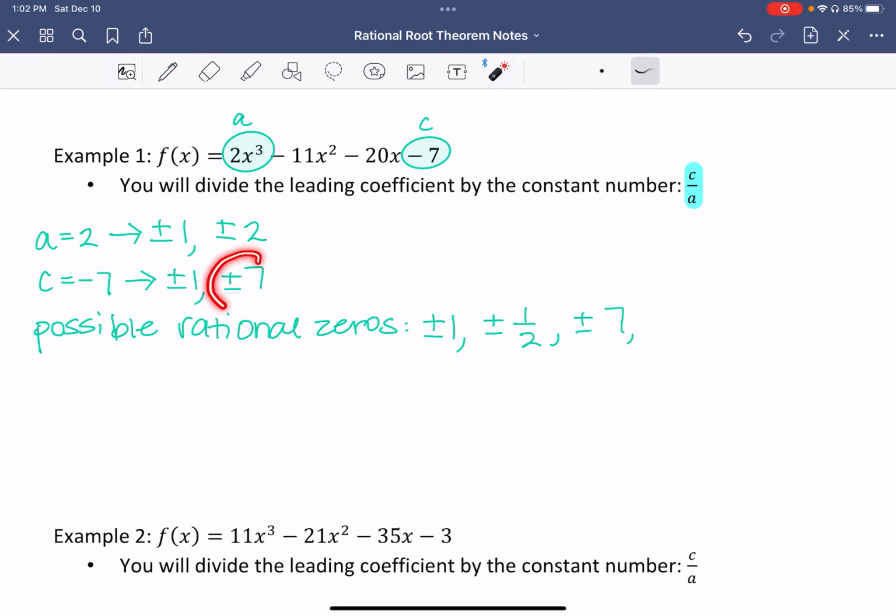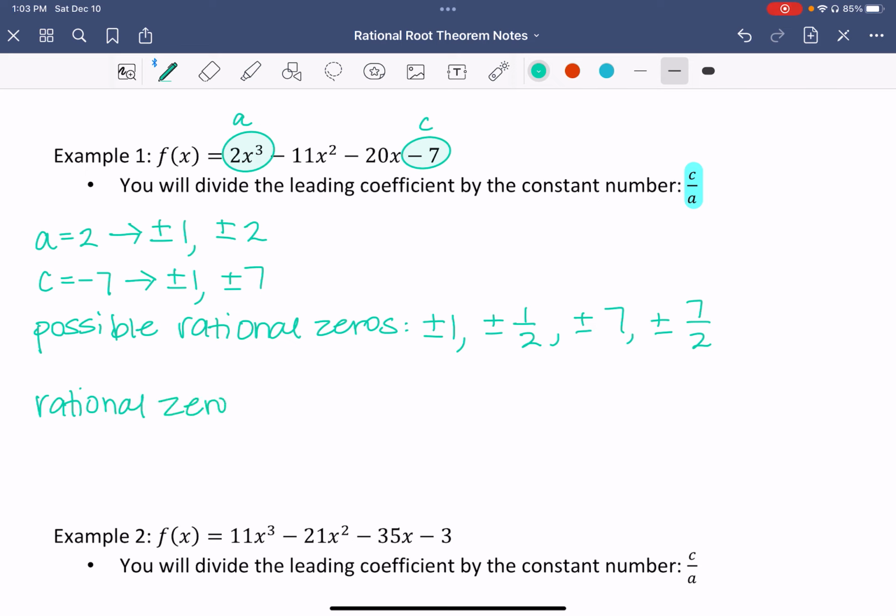And then the next one will be 7 divided by 2. So plus or minus 7 divided by 2. Okay, so we have a total of 8 possible zeros because each of these has a plus or minus, so it's actually 2 numbers. So there's 4 possibilities here. So now how are we going to figure out which ones are the actual rational zeros? So that's the next step.